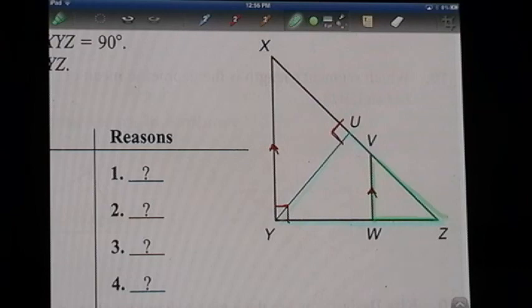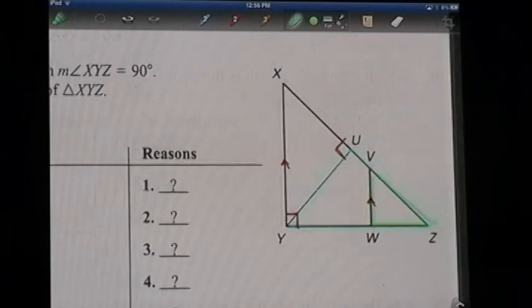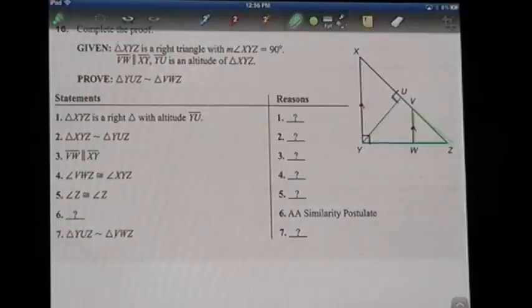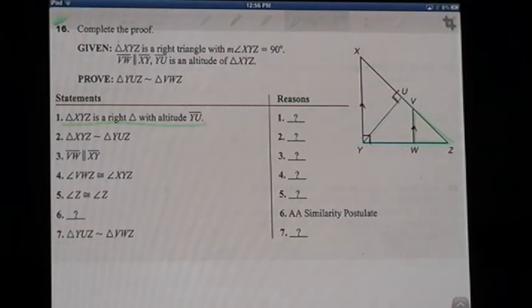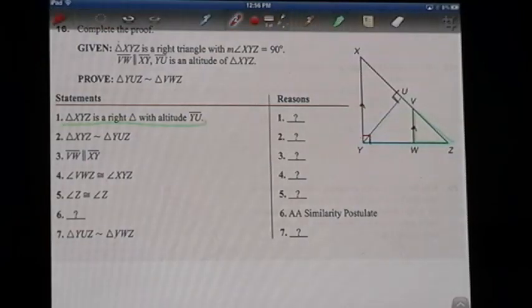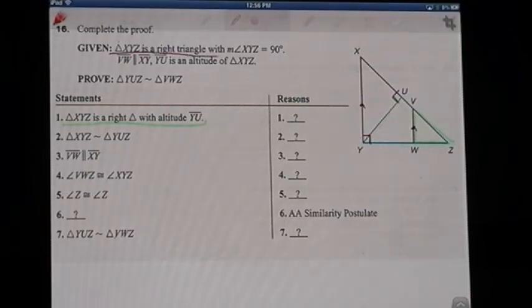Okay, we're looking at a right triangle, and we have an altitude of that right triangle. So that's important to remember. And we're starting with this kind of proof that has the statements, so all you have to do is justify them. Okay, it says XYZ is a right triangle with altitude YU. You get a different color. And that's right here. XYZ is a right triangle with an altitude of YU. So that is given.